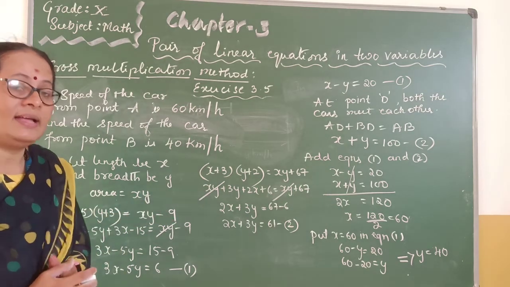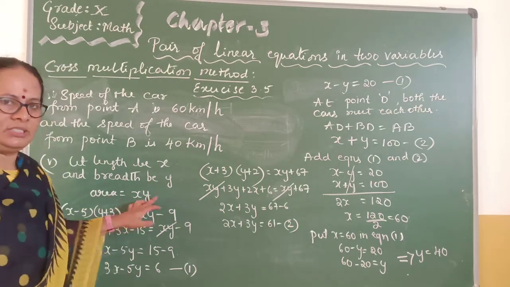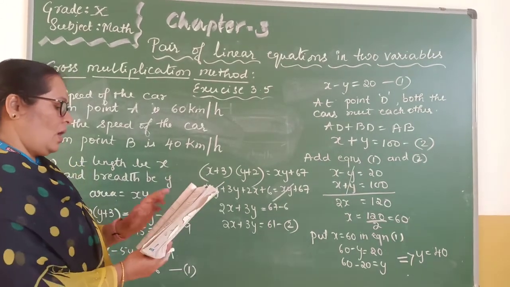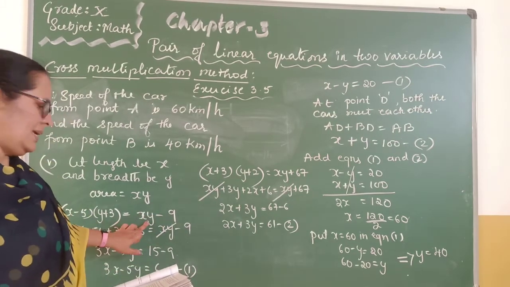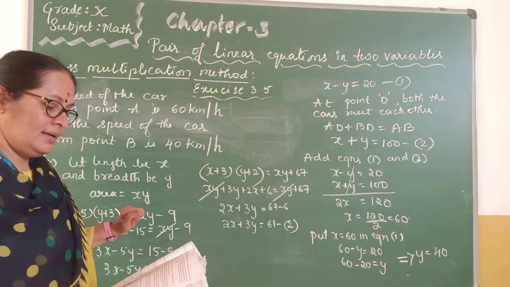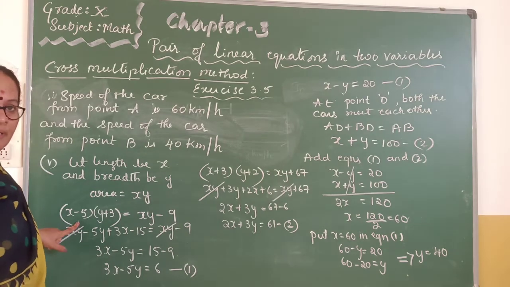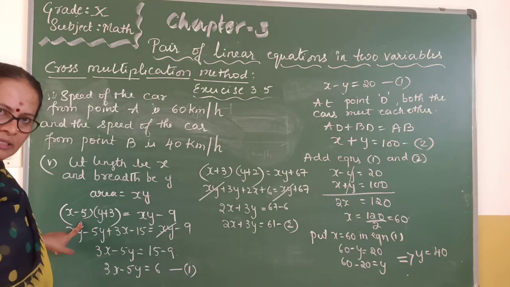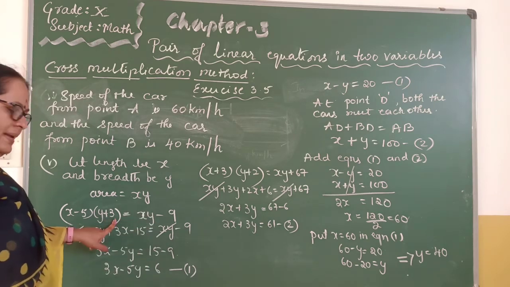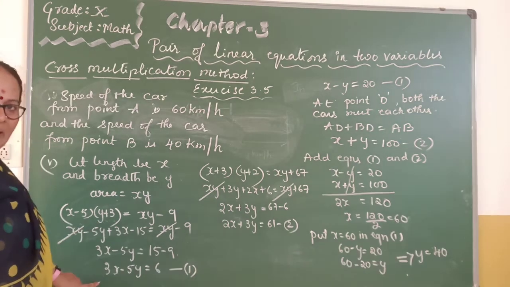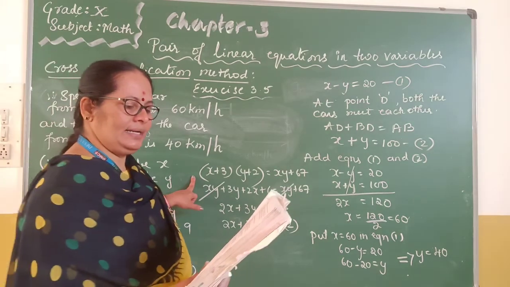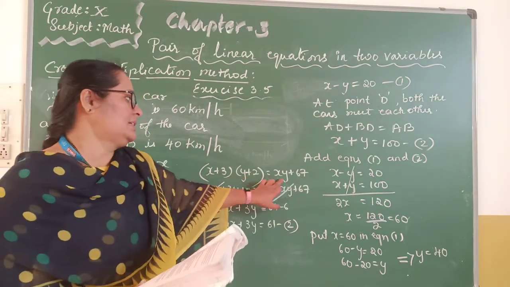Then area will be length into breadth, so area will be x into y. Then apply the conditions. What is given? The area of the rectangle is reduced by 9. Area is xy, reduced means minus 9, when the length is reduced by 5 units, that is x minus 5, and breadth is increased by 3 units, that is y plus 3. Multiply and you will get a linear equation. So equation 1.